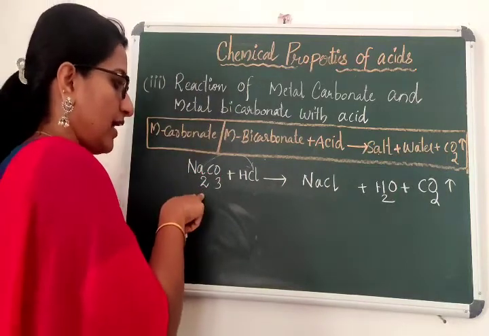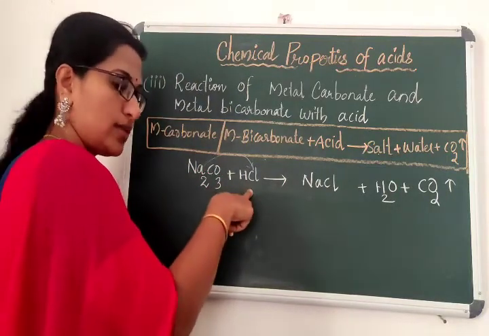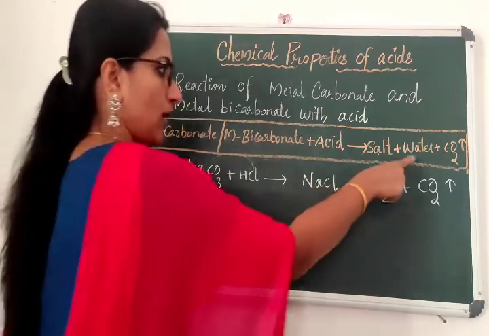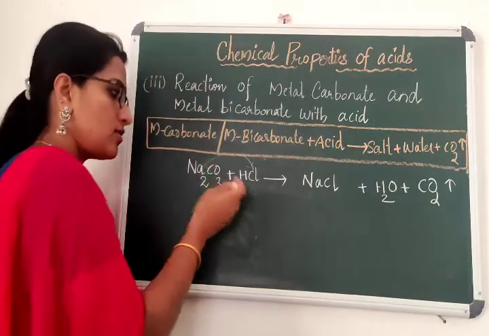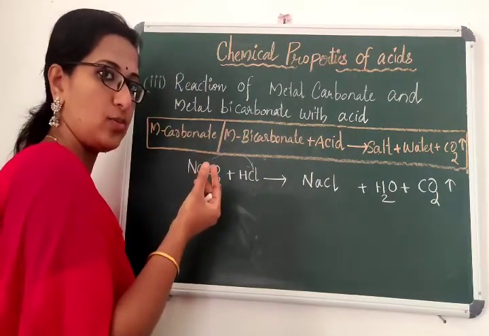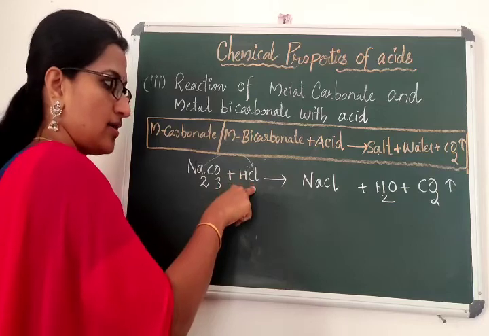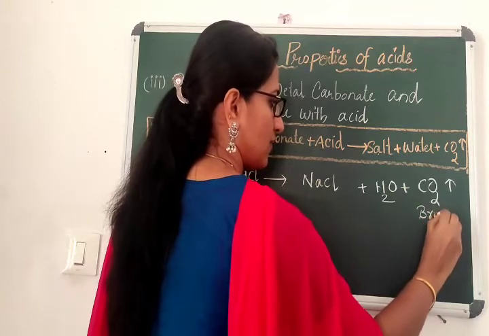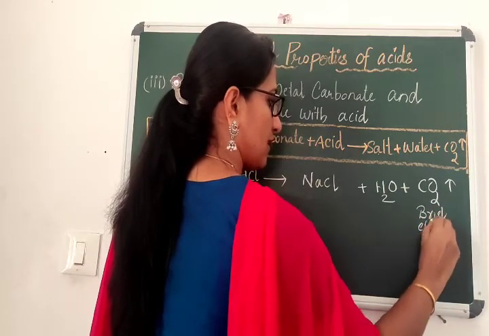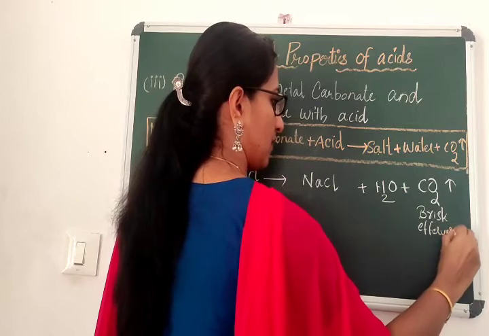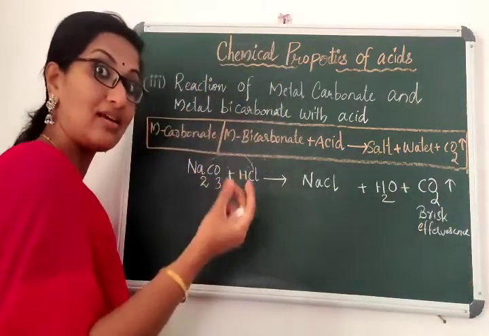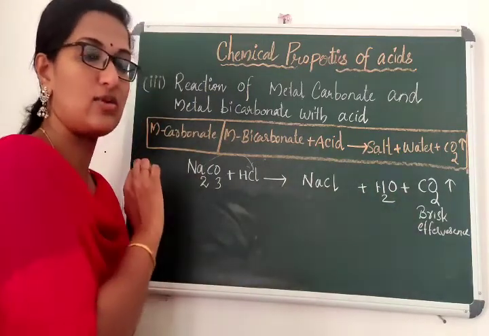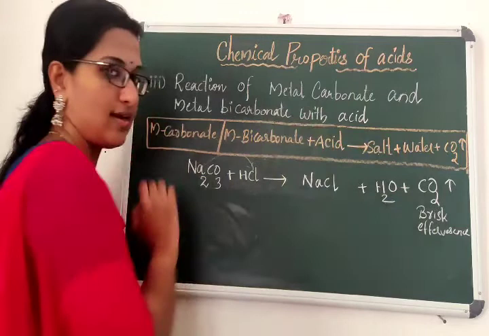Remember, if you take any metal carbonate, it reacts with any dilute acid, and the corresponding metal salt, water and carbon dioxide are produced. So children, if you take sodium carbonate in a test tube and add dilute hydrochloric acid, you can see a brisk effervescence is formed. What is that brisk effervescence? It is nothing but carbon dioxide gas being produced. It is coming out of the test tube. That is called brisk effervescence. That is due to the formation of carbon dioxide gas.